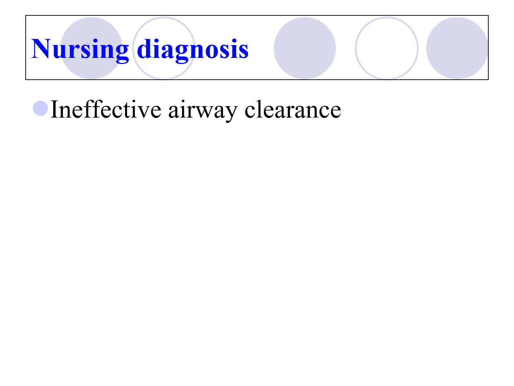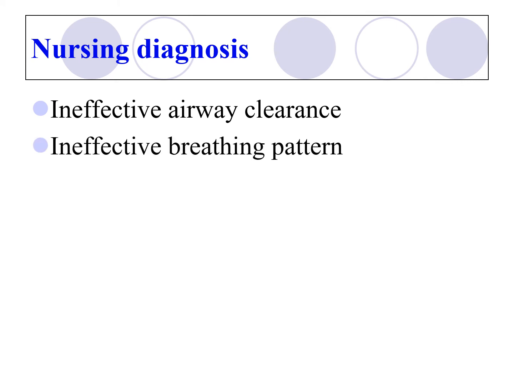The nursing diagnosis for the respiratory system: here we have ineffective airway clearance, when there is any effect in the passage of air through the airway. Ineffective breathing pattern, when there is a change in the pattern and mode of breathing. Impaired gas exchange, which is here in the alveoli, between the external respiration and internal respiration.